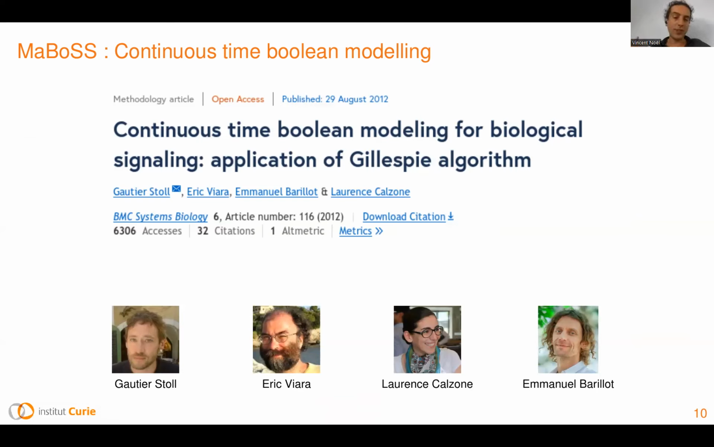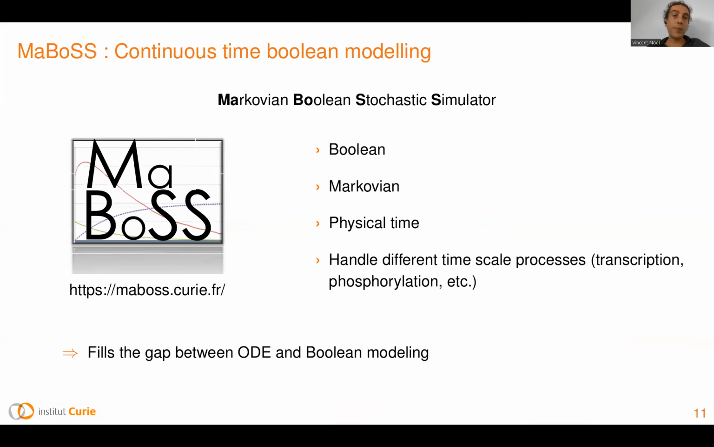The idea is that we wanted to have something more than Boolean models to include continuous time. MaBoSS stands for Markovian Boolean Stochastic Simulator. As the name says, it's Boolean. It's also Markovian in the sense that we have a sequence of events, but between each event, we are able to know the time. We have a notion of physical time. This allows us to handle processes with different timescales. For example, we know that transcription takes a lot more time than phosphorylation, and inside our Boolean model we can represent this.